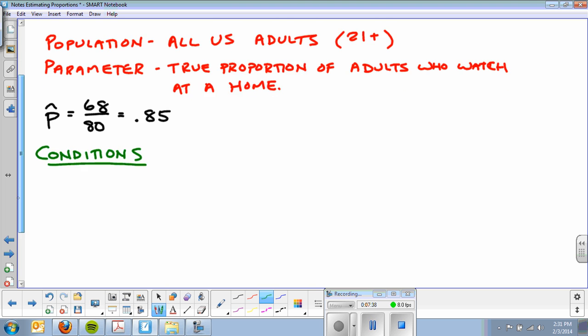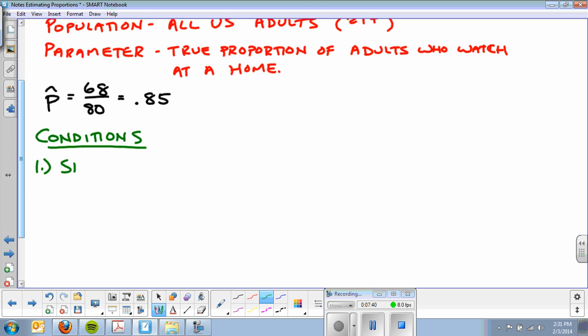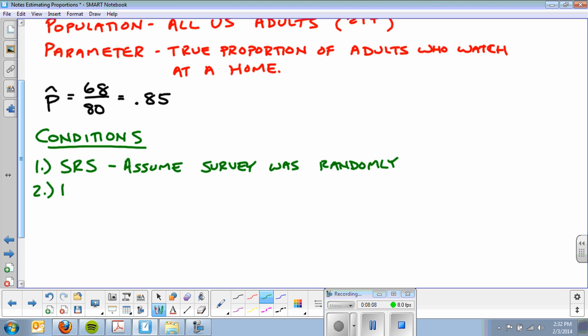So we have three quick conditions. The first one, SRS, and often we'll have to assume. So we're going to assume the survey was randomly selected, the people in the survey. Obviously, I didn't go to somebody's house and ask them this question, because that might be an overestimation. So it needs to be random so that the sample is not biased, and then it's a good estimate of the true proportion.